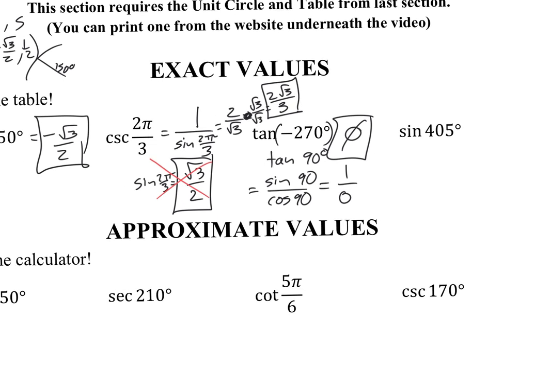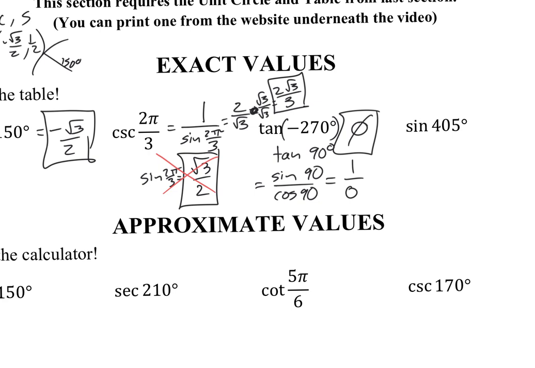All right, lastly, we get this: sine of 405. Sine of 405, that's not even on our unit circle. Well, here's what you need to think about.